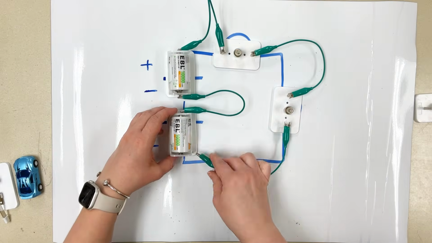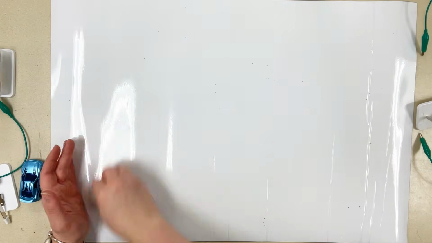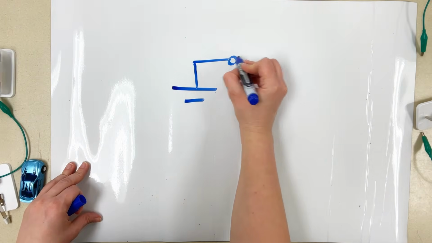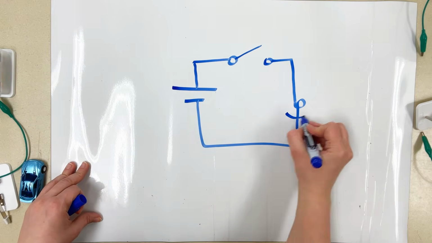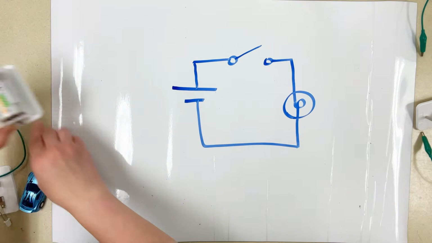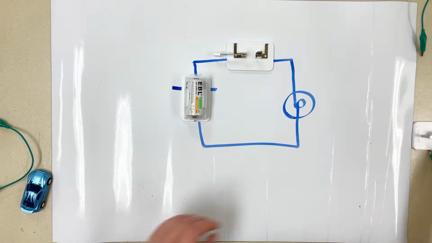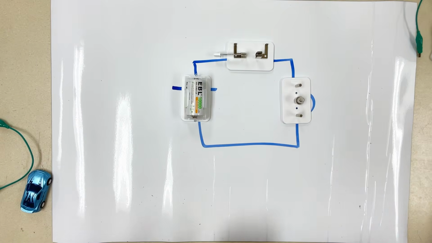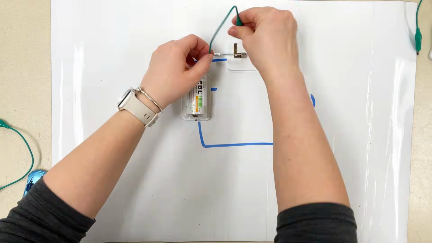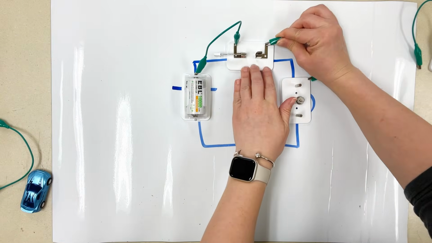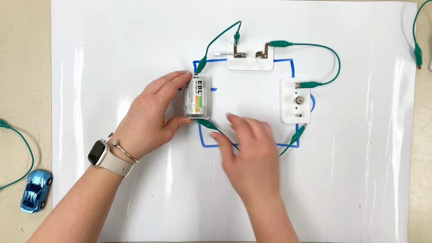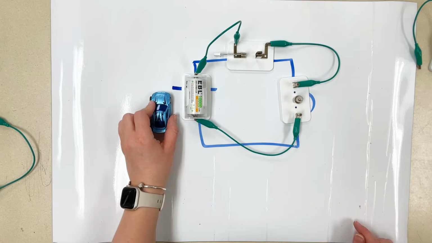When students add a switch, it's important they understand what the switch actually does. It's not there to add or remove energy. It simply opens or closes the loop. When the switch is open, students can see that the charges can't complete the loop and they can't return to the battery, so current stops. In our analogy, the cars won't leave home if they can't get back home.